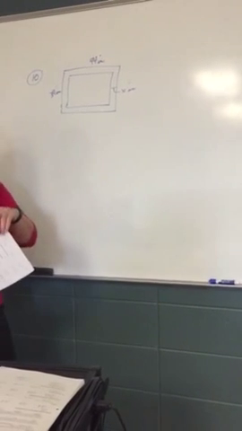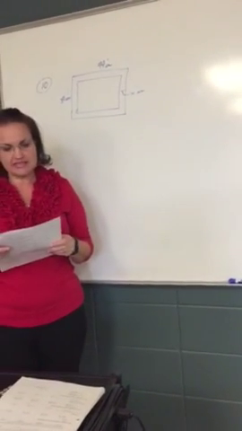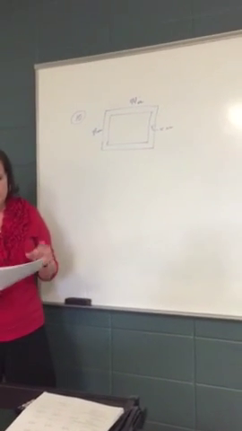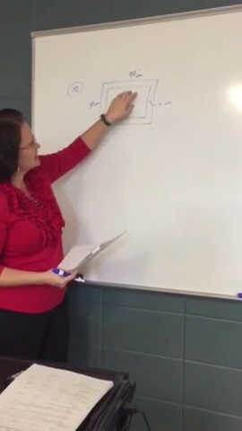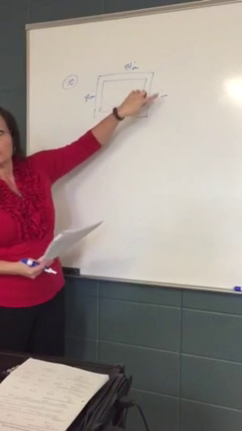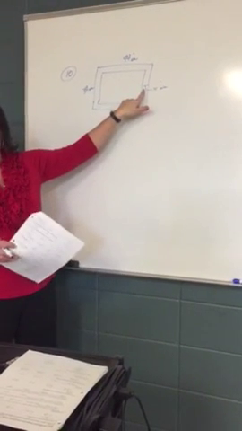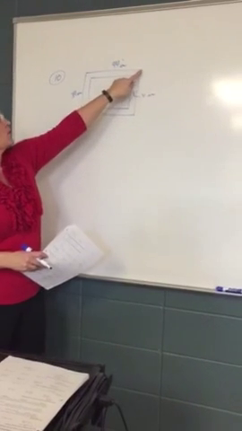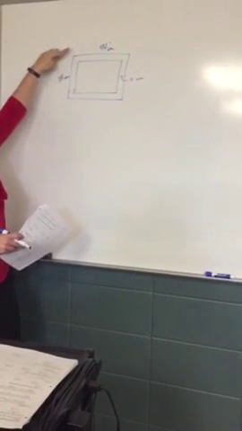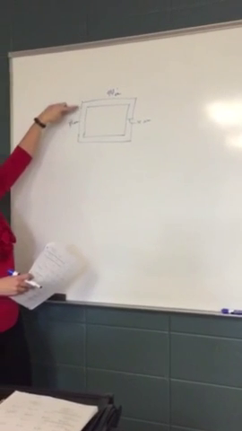All right, number 10 says the mat around a picture shown measures X inches across. So here we've got a picture inside and then a mat added around it. We don't know how wide the mat is. That's our unknown X. We know that the whole thing together is 44 inches long and 34 inches wide.